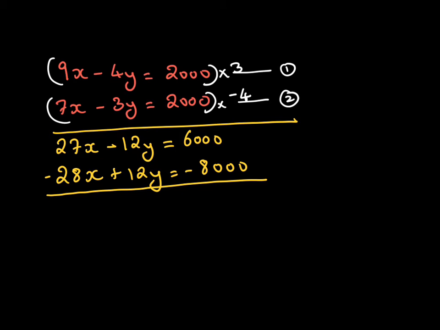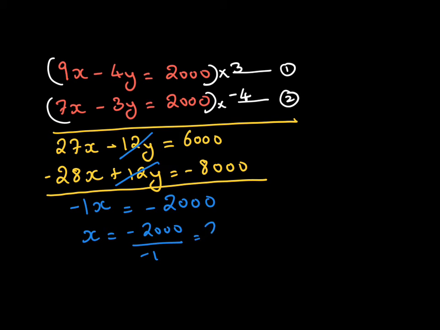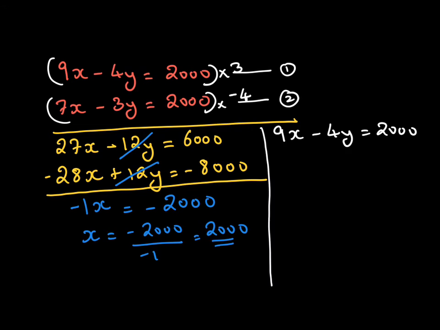So 27x minus 28x is minus 1x. 12y minus 12y cancels, equal to 6000 minus 8000, which is minus 2000. Divide by -1, x is going to be equal to -2000 over -1, which is 2000. So now we know the value of x. We can plug it into any one of the equations, either equation 1 or equation 2, and find the value of y. Let us see what we get.